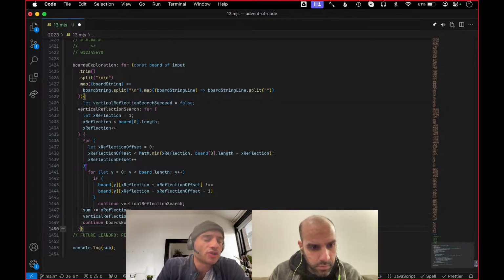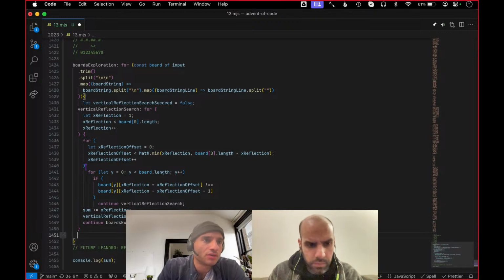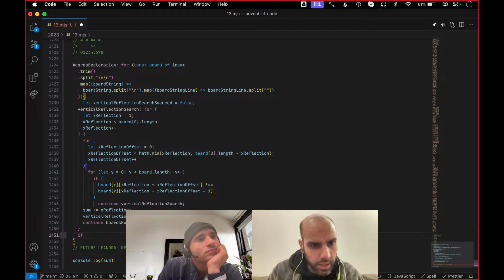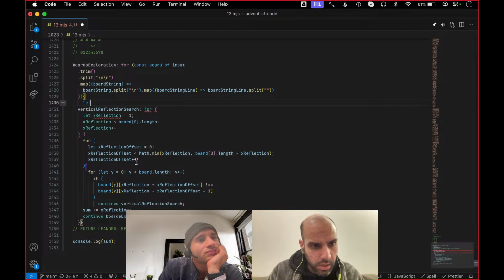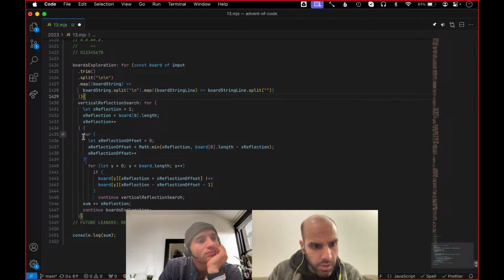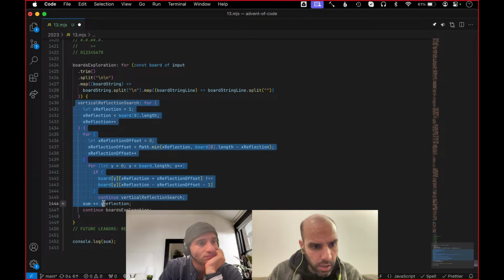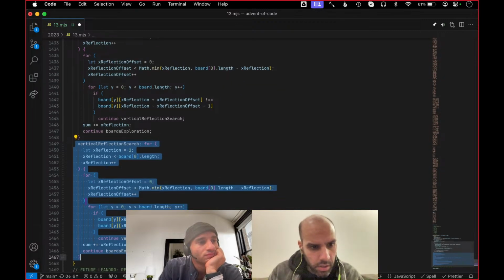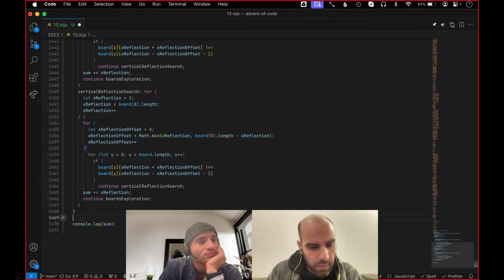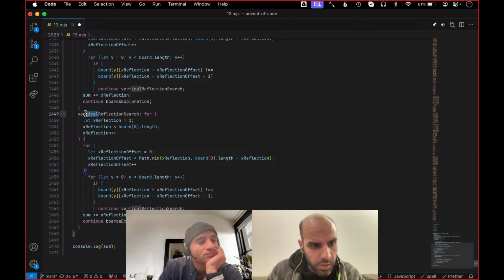Yeah, so can it have vertical and horizontal reflection? No. No, okay. And if... wait a second. If my vertical search succeeded, I'm already continuing the board exploration. Yeah. So I'm silly. I should be able to just copy this block and start working on it. And I guess I can remove this. So now this is not the vertical, but the horizontal.